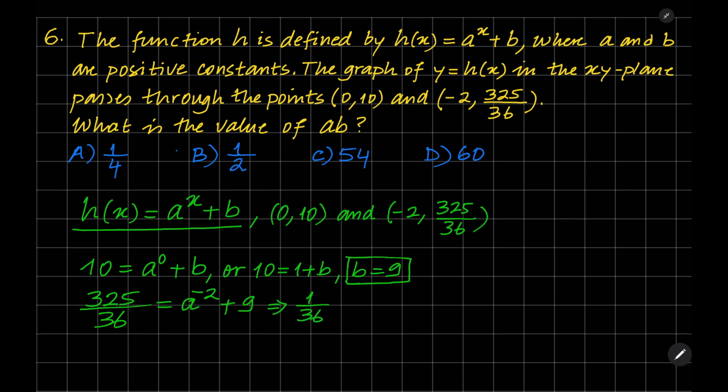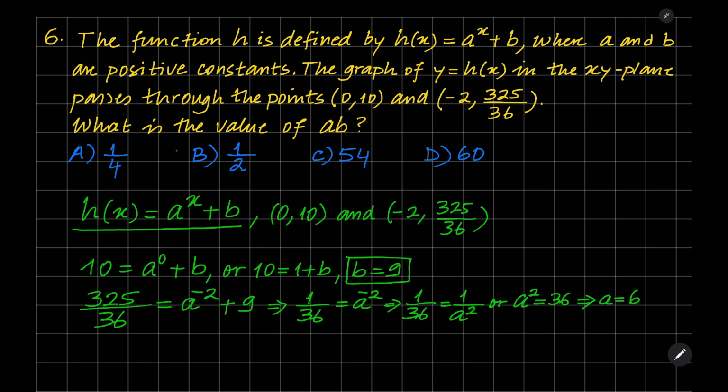1 over 36 is equal to a to the power of -2, which can be rewritten as 1 over 36 is equal to 1 over a squared, or a squared is equal to 36, which implies that a is equal to 6.